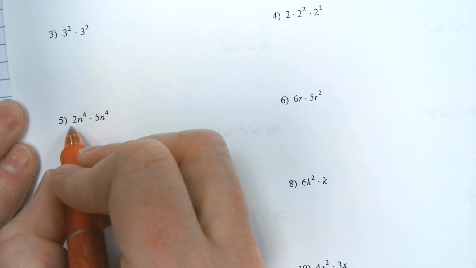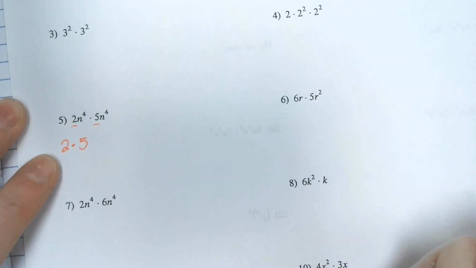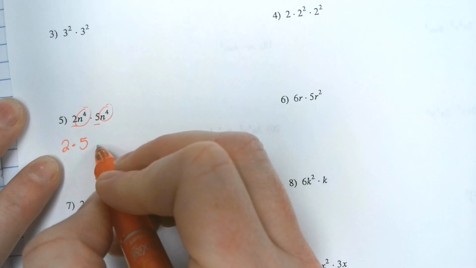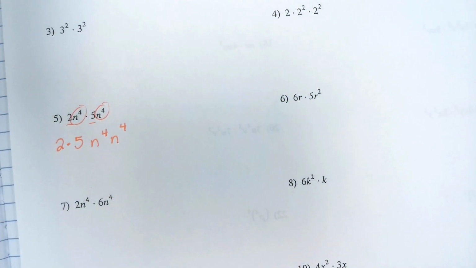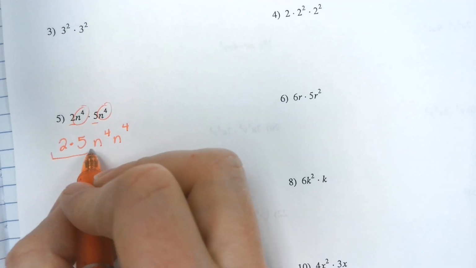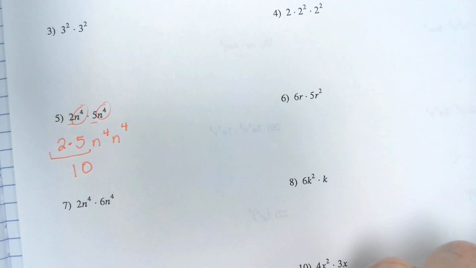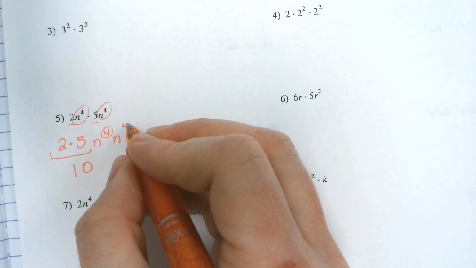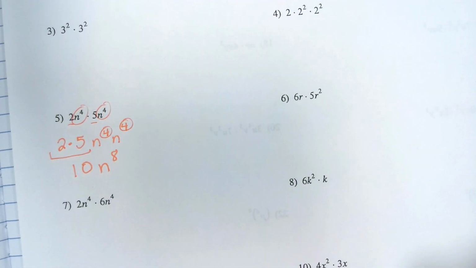So I'm just going to rewrite them. The 2 and the 5, I'm going to rewrite as 2 times 5. And then n's can be right next door to each other. N4, N4. So with numbers, with coefficients, you're just multiplying. What's 2 times 5? 10. Then what do we do with our exponents? Add them. Yep. And 8.